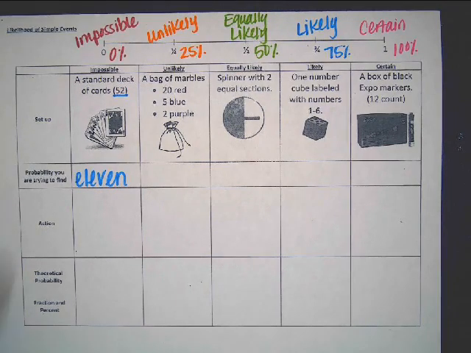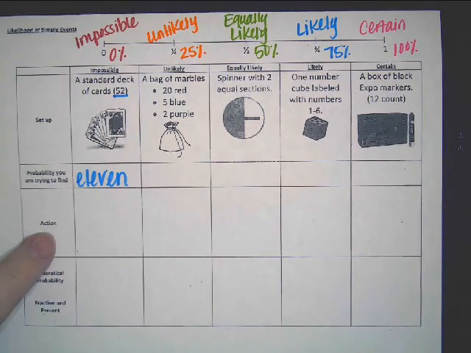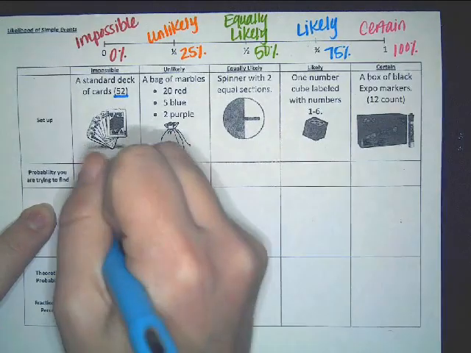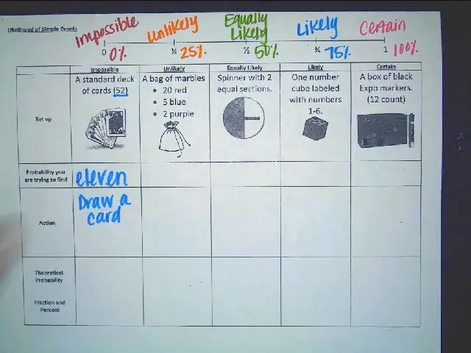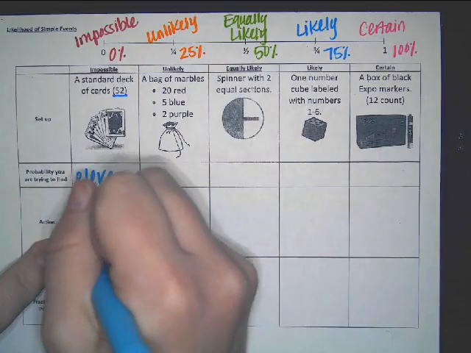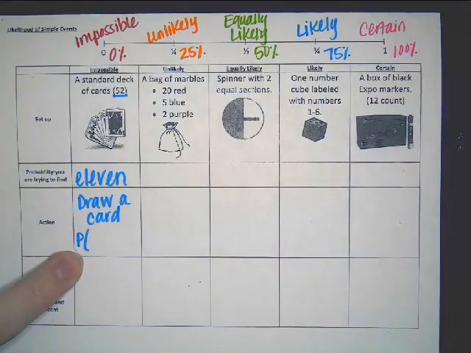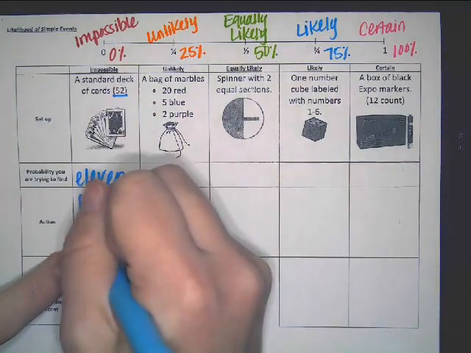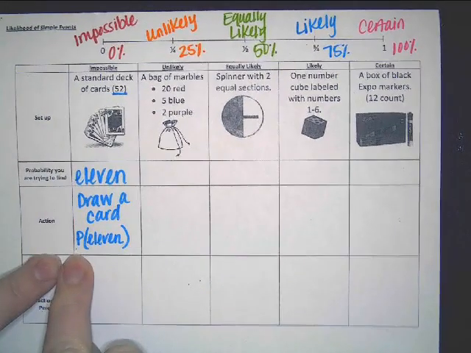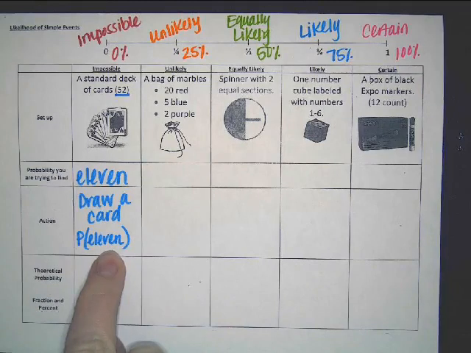Now, the action that we're going to take here is we're going to draw a card. In order to take an action, we're going to have to draw a card. What you'll see is if they're asking you to find the probability of 11, you'll see a P standing for probability, and inside a set of parentheses, it'll tell you what we're trying to find the probability of. For example, the probability of drawing an 11.